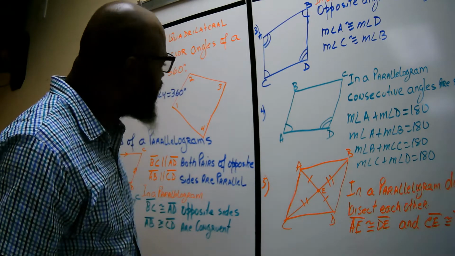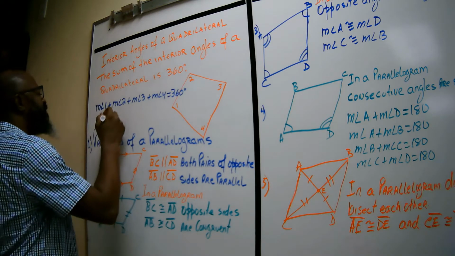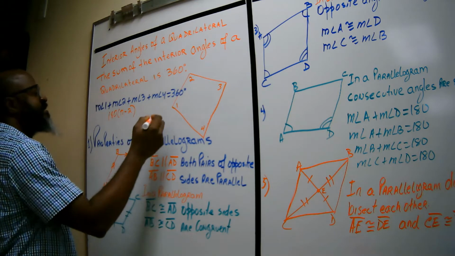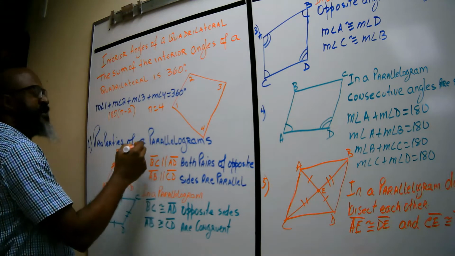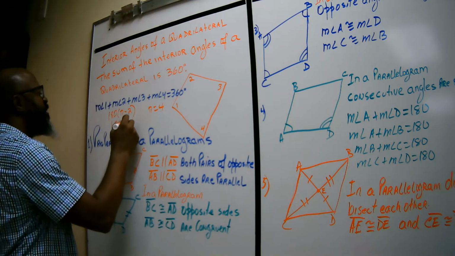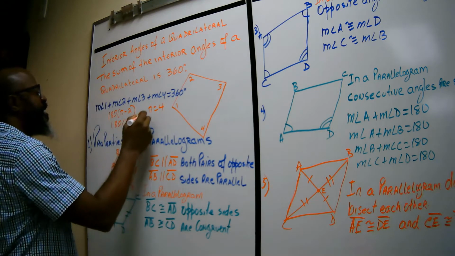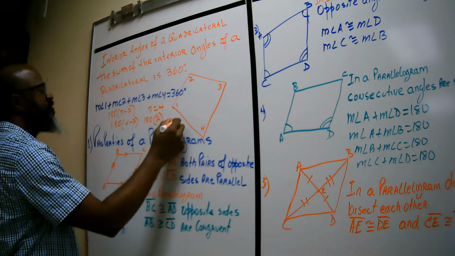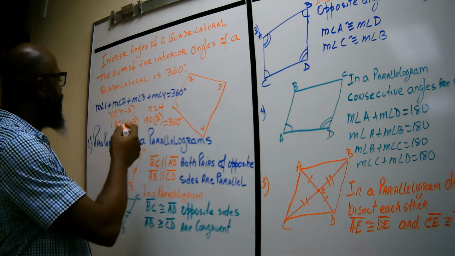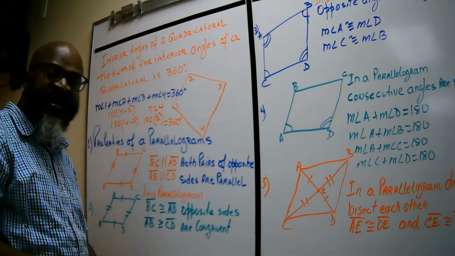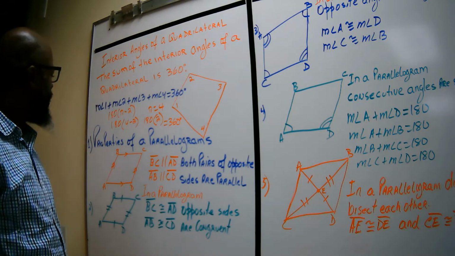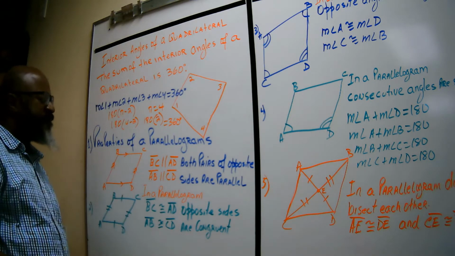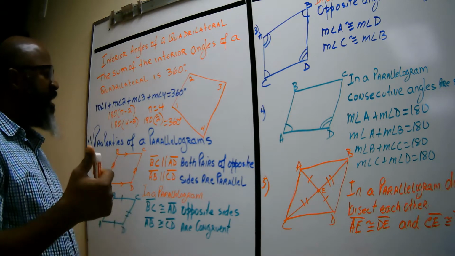If you don't know that directly, you can always use the triangle sum theorem, which says 180 times n minus 2. In this case, n is equal to 4 because you have four sides. You will have 180 times 4 minus 2. 4 minus 2 is 2, and 2 times 180 is 360. This works for any polygon: the sum of the interior angles of a polygon is 180 times n minus 2.